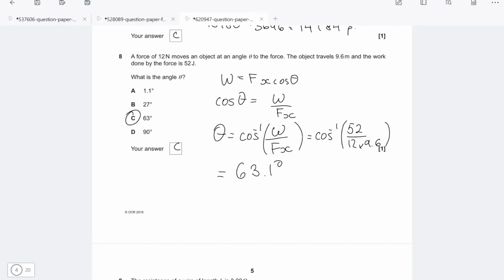Question 8, we have a force of 12 newtons, move an object at an angle theta to the force. We have the distance traveled, and we're given the work done is 52 joules. What is the angle of theta?